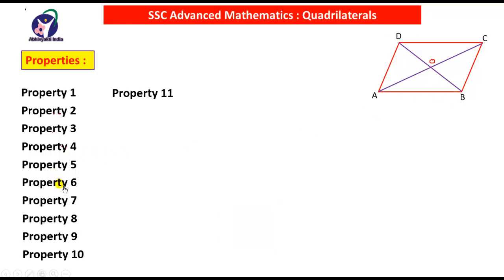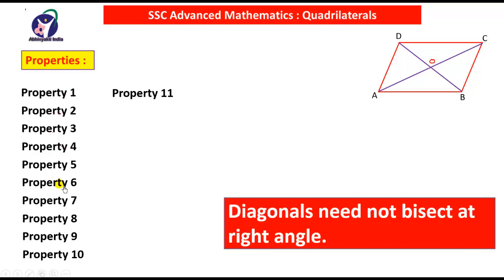Now let us see property number 6. Diagonals need not bisect at right angle. In a parallelogram, the diagonals bisect each other, that we have seen, but it is not needed that they should bisect at right angles only. Sometimes it may be bisecting at right angles also.